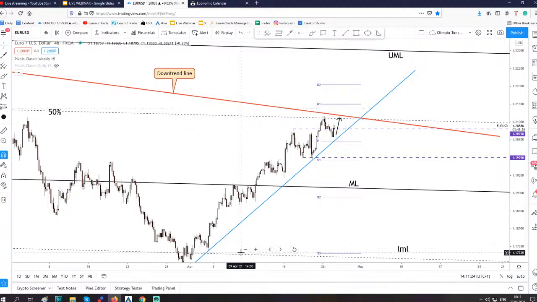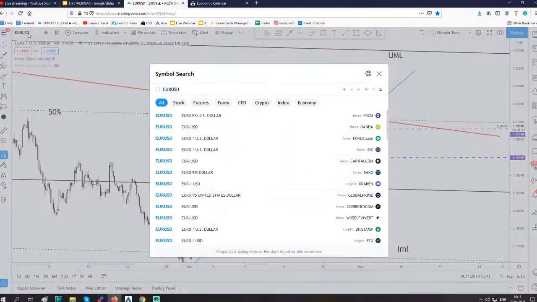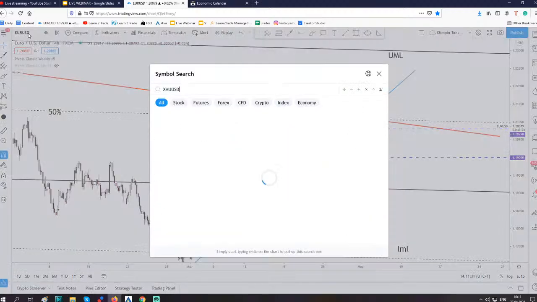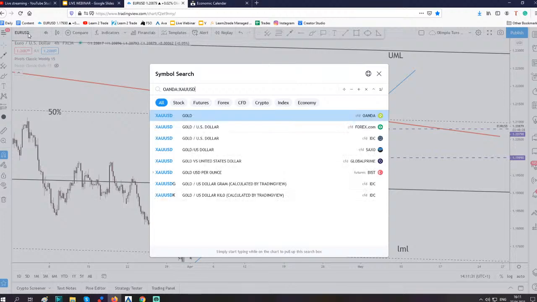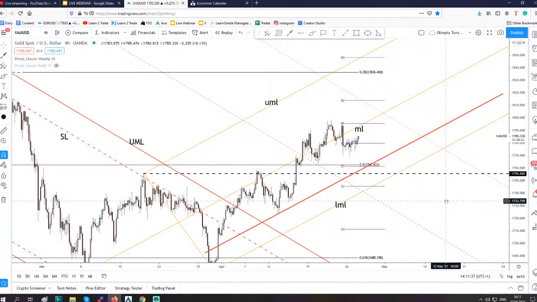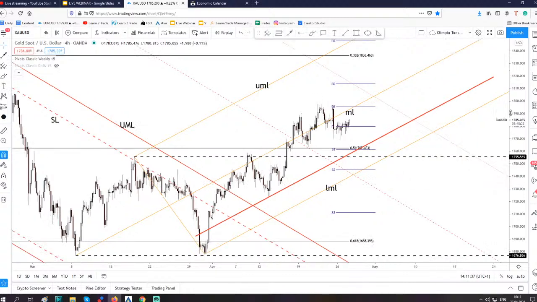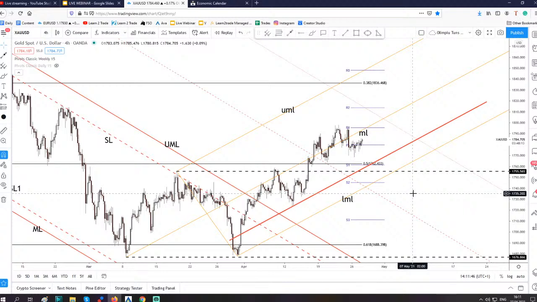Gold. Let's take a look at gold, guys. And as you already know from yesterday, from the VIP Telegram group, we sent a signal here on gold. We have a pending position.